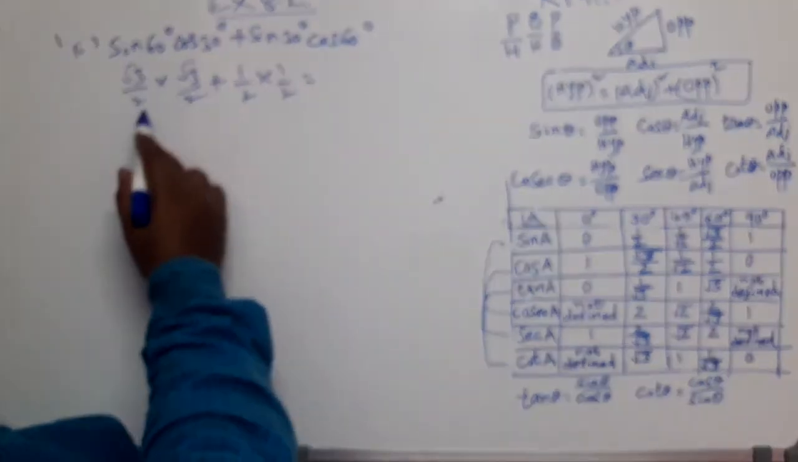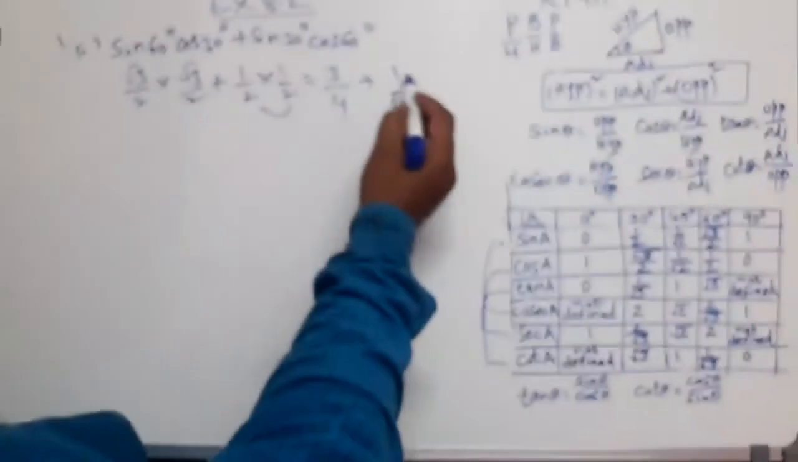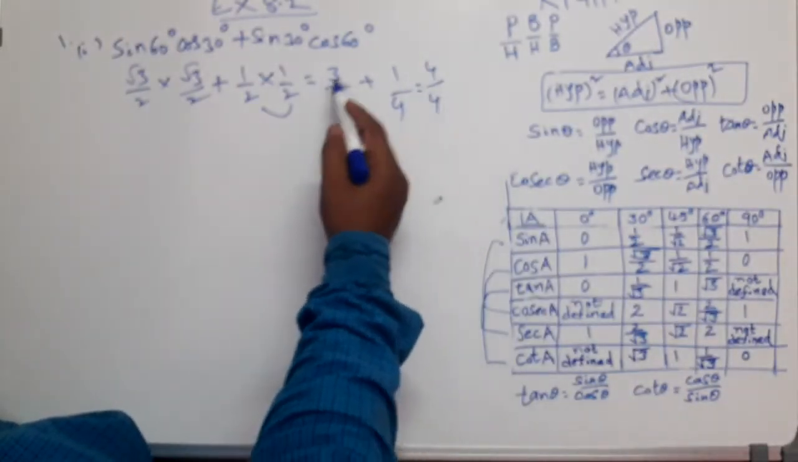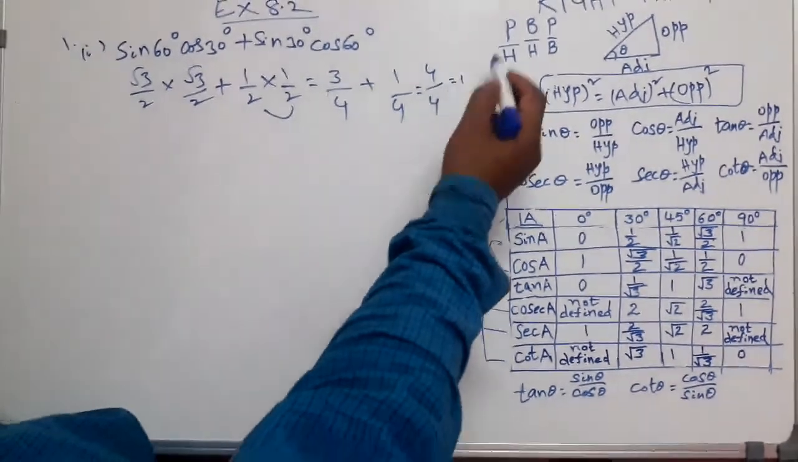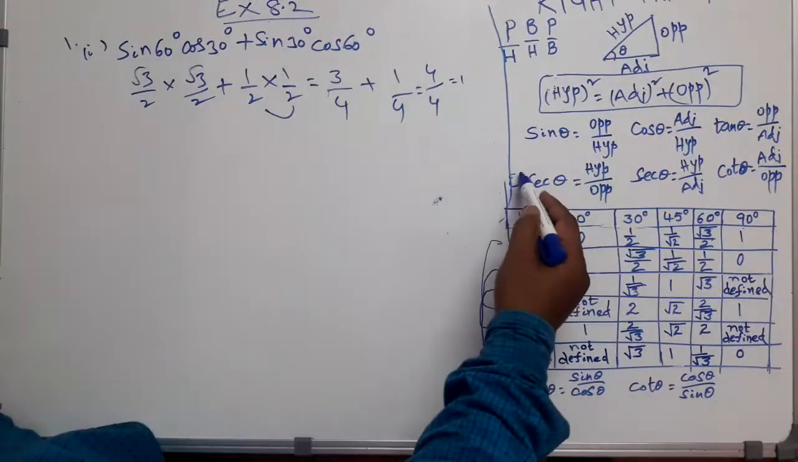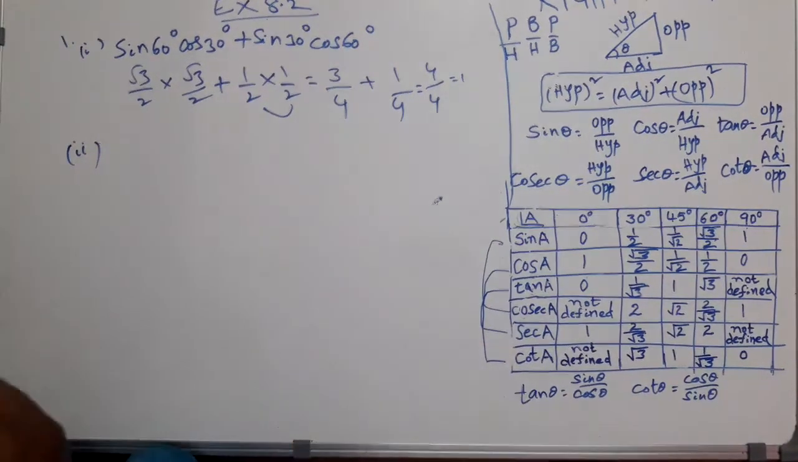So, multiply. Denominators 2 into 2 is 4. Multiply the numerators. Root 3 into root 3, 3. Plus denominators 2 into 2 is 4. Numerators 1 into 1 is 1. So, this is LCM is 4. 3 plus 1 is 4. 4 by 4. That is 1. That is 1. Next. Second part.